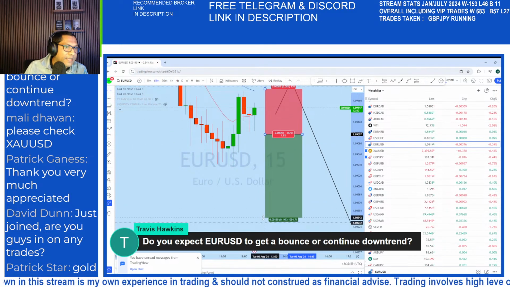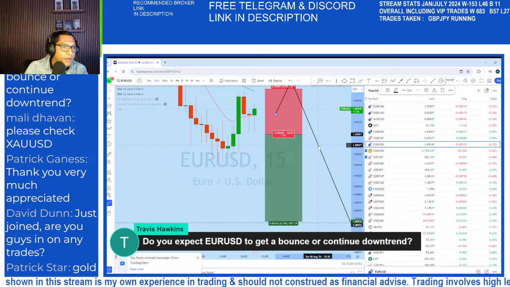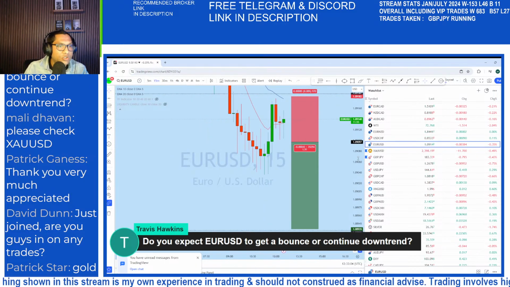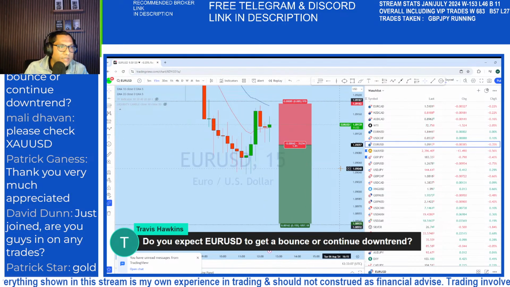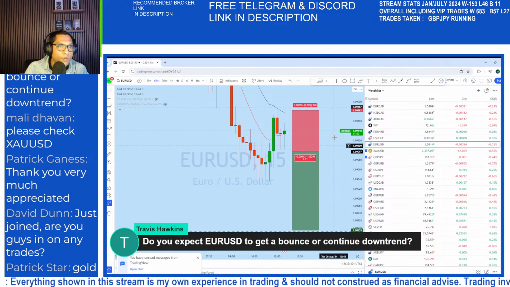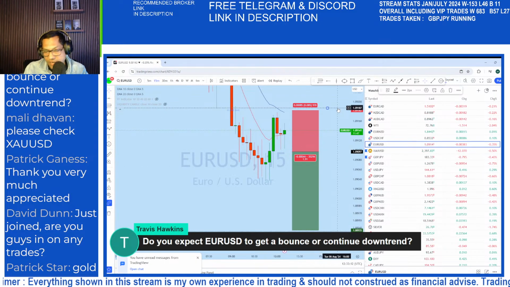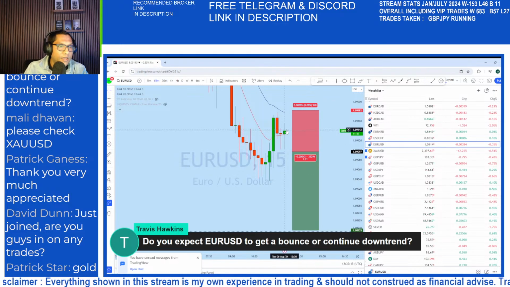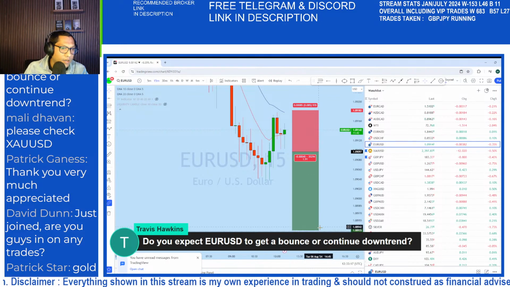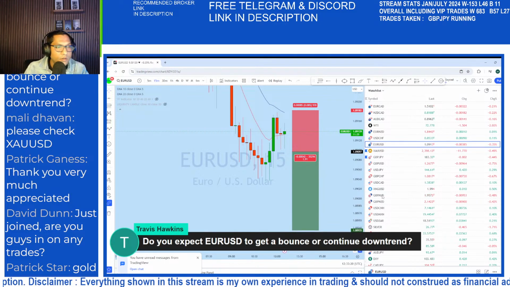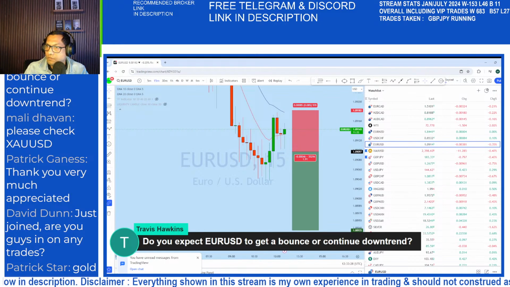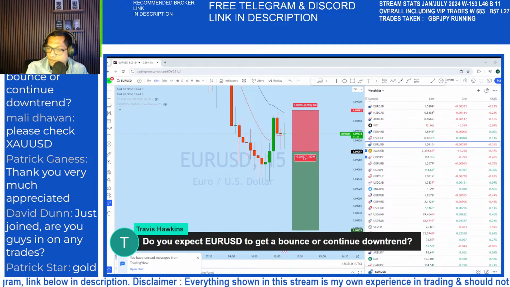So I would like to place a sell stop on Euro dollar at this level. Sell stop at 1.09097 and stop loss will be above 1.0918, so around 10 pips stop loss. If the market breaks below, we will be looking to sell. So sell stop on Euro dollar.